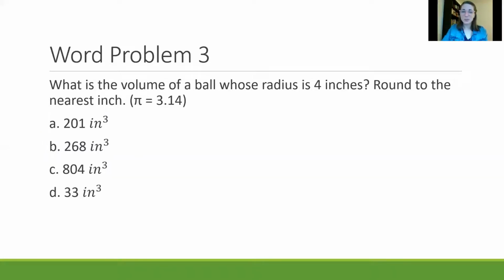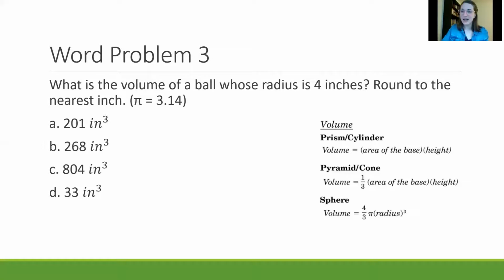For word problem 3, it says, what is the volume of a ball whose radius is 4 inches? Round to the nearest inch. And it tells us that pi equals 3.14. That's a clue to me, because if I see pi equals 3.14, then I bet I'm going to be using a formula. So I'm going to go to my formula sheet and see what it says.